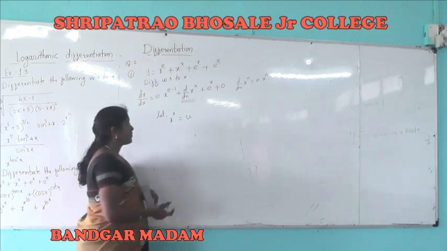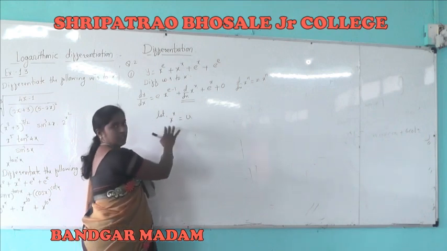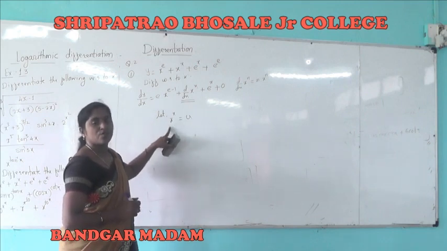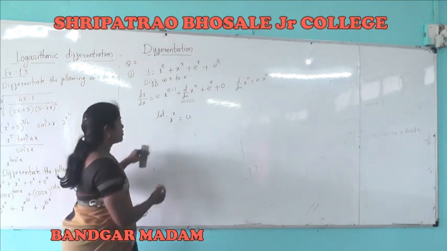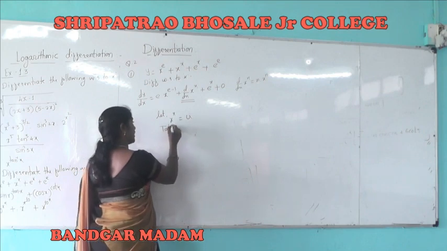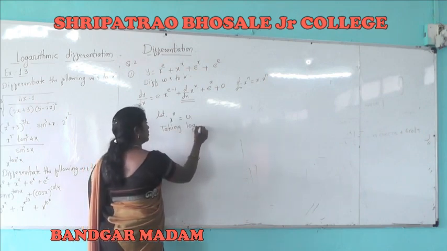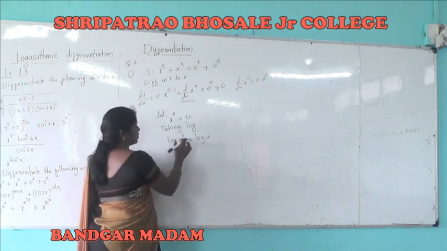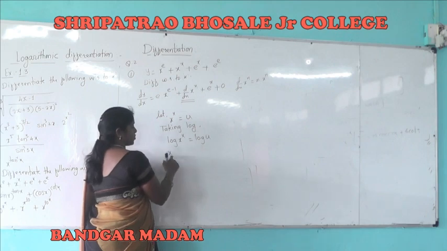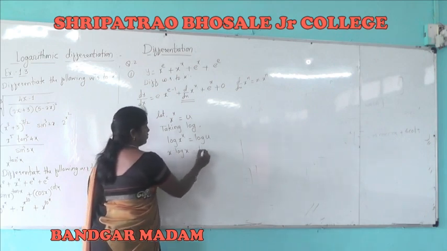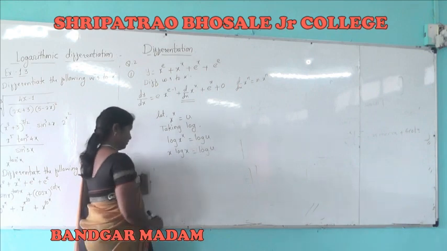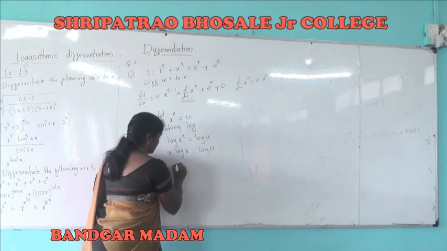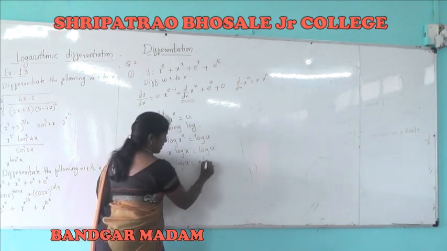Let it be u. Now, to differentiate this x raised to x, function raised to function form is there. So we have to take log on both sides. So taking log on both sides, we get log x raised to x is equal to log u. The power will be coefficient of log. So x into log x is equal to log u. Now we will differentiate with respect to x. This is log u is equal to x log x.